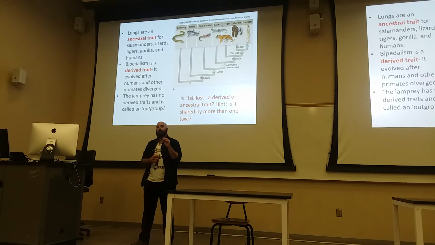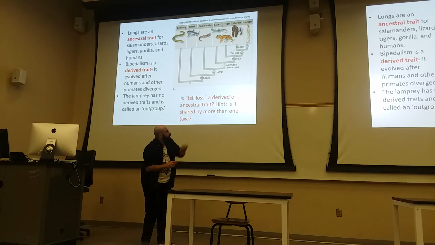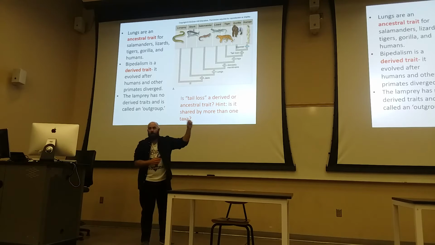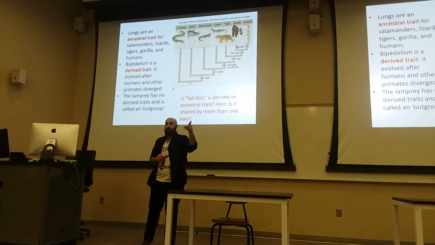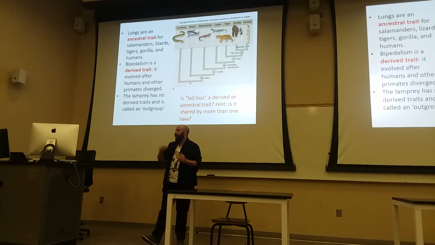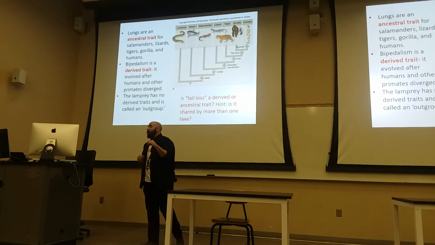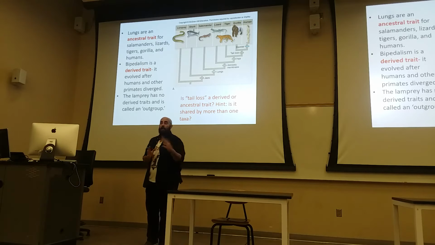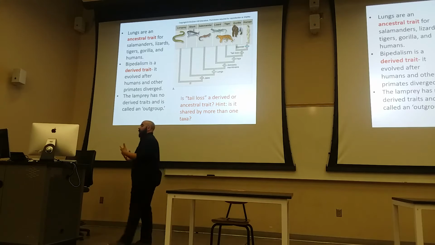What about bipedalism? So find bipedalism. It's up there. So where is it relative to that node? It's showing we have a divergence with gorillas and humans, right? If we look at that node, we can see that bipedalism evolved after humans and other primates diverged. Okay? And some of you may wonder what's going on with the lamprey. The lamprey is used as an outgroup, and we use it as a reference group because it is more distantly related, and it helps construct our tree.